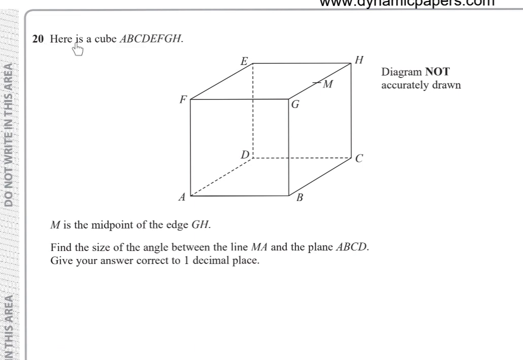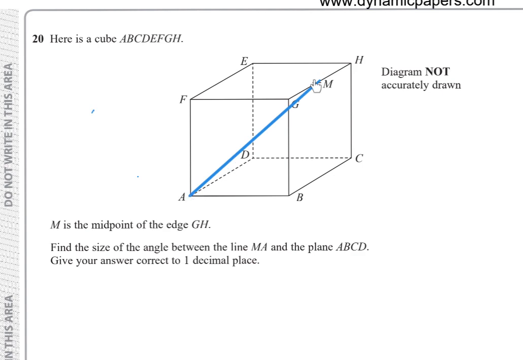Number 20, here is a cube. M is the midpoint of GH. Find the size of the angle between MA and the plane ABCD. So we need to join MA, this MA. This side intersects the plane ABCD at A.